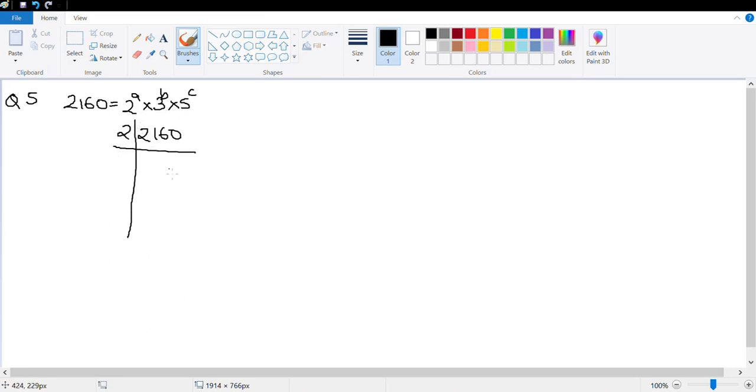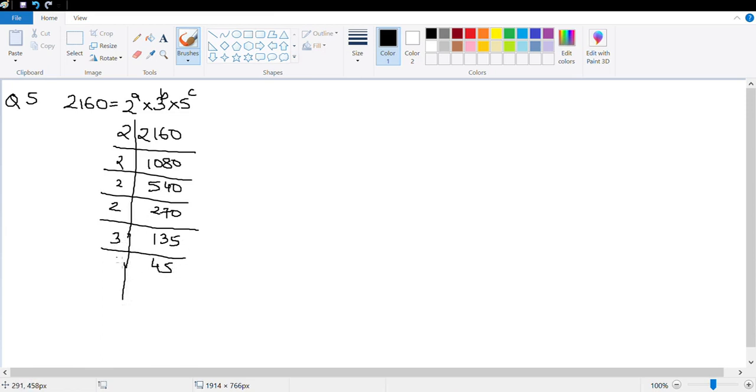2160 divided by 2 is 1080, 540, 270, 135. Yes, that's correct. Then 3, that's 45, 3, that's 15, 1 more 3, that's 5, and 5, that's 1. So let's see how many 2's do we have. 1, 2, 3, 4. 4 2's, 3 3's and 1 5.